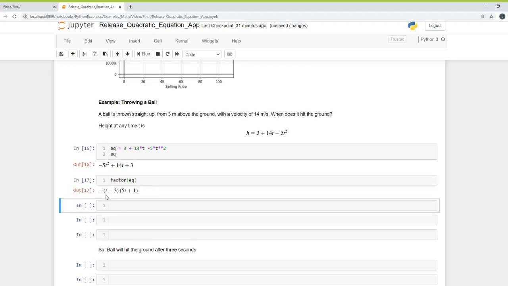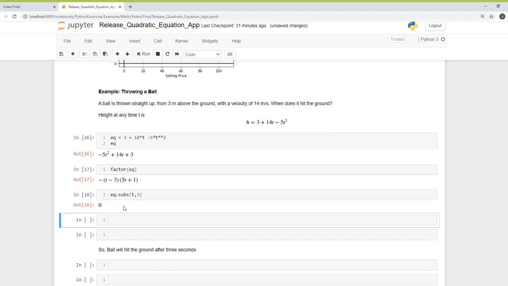t minus 3. T is equal to 3. Put the value of t equal to 3 into this EQ: EQ.subs(t, 3), and we get 0. So at time 3 seconds the height will be 0. The ball will touch the ground.